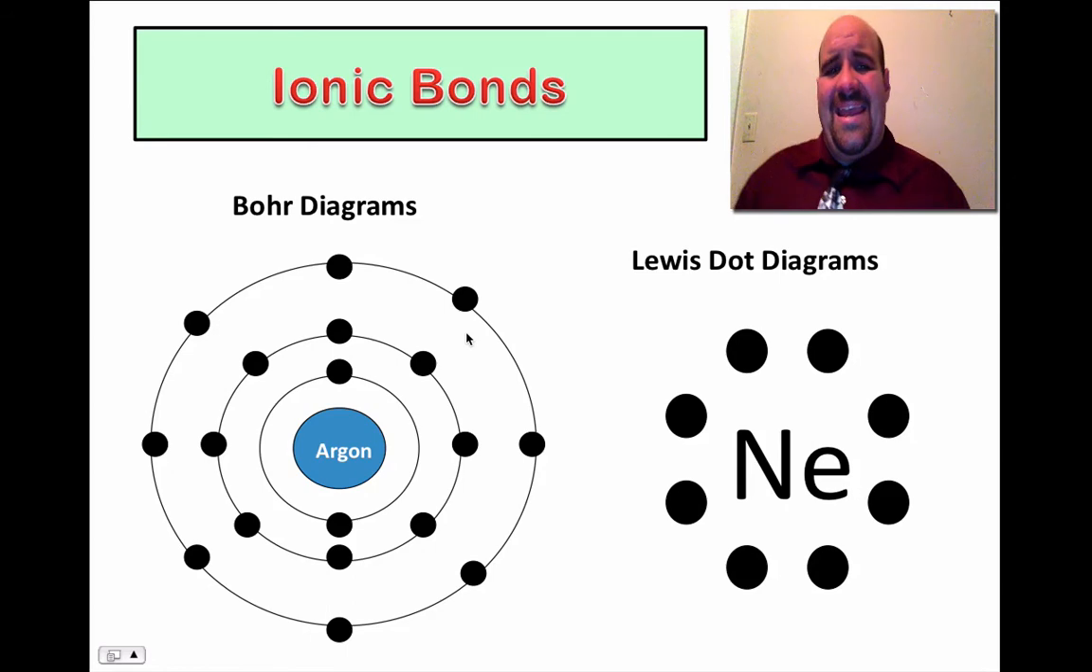In order to understand ionic bonds, you really need to understand Lewis dot diagrams. And what is a Lewis dot diagram? Well, it's just a way of representing valence electrons. Neon is in column 8A of the periodic table, and it has 8 valence electrons. Remember, the column number indicates the number of valence electrons for columns 1A through 8A. So Lewis dot diagrams only show valence electrons. Bohr diagrams show all the electrons in the atom by energy level.